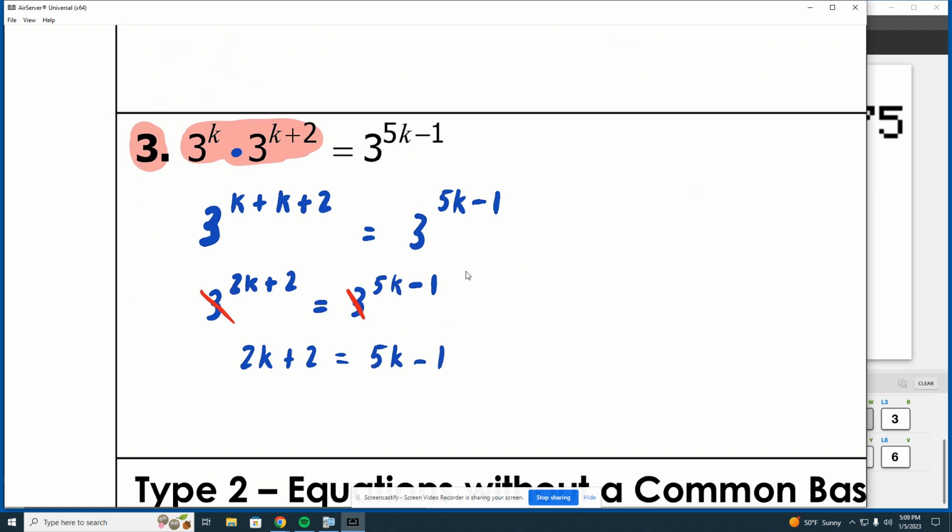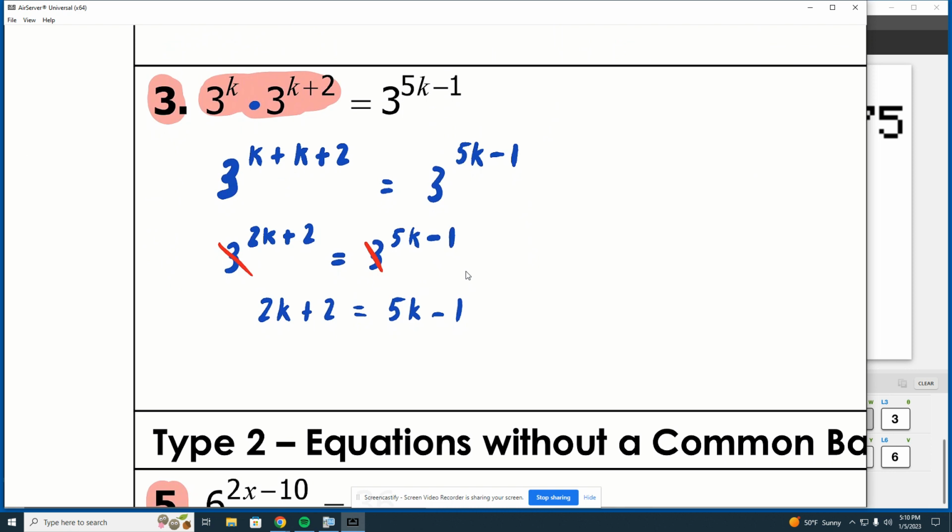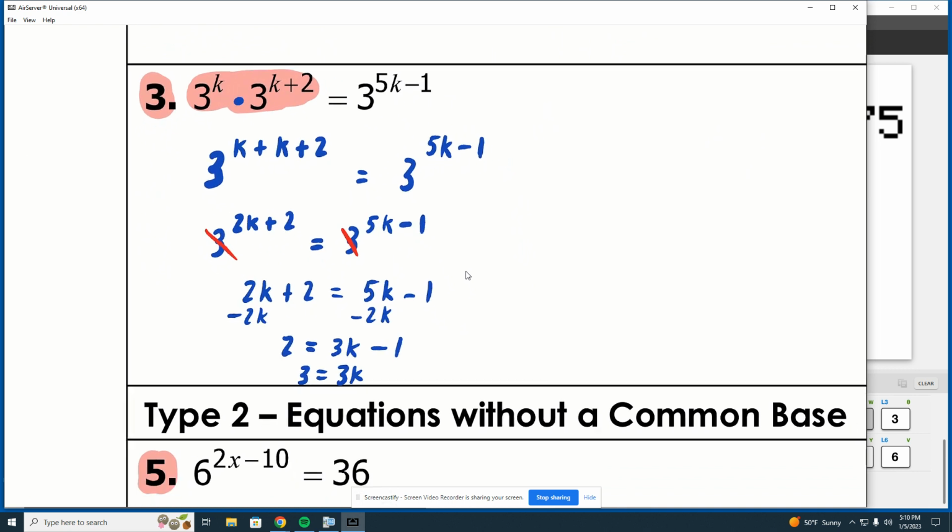So once again, very similar to the last problem, I'm going to subtract this 2k from 5k. I like to move the smaller one. That's 2 equals 5k minus 2k is 3k minus 1. I'm going to add 1. What's 2 plus 1? 3. So 3 equals 3k.